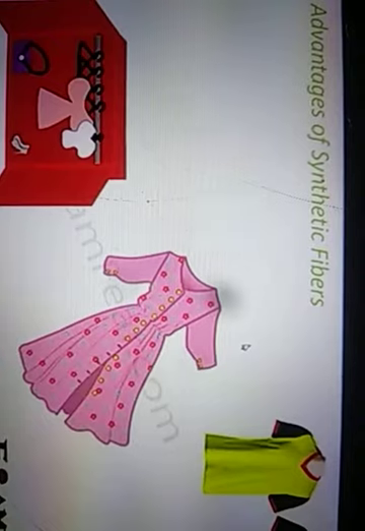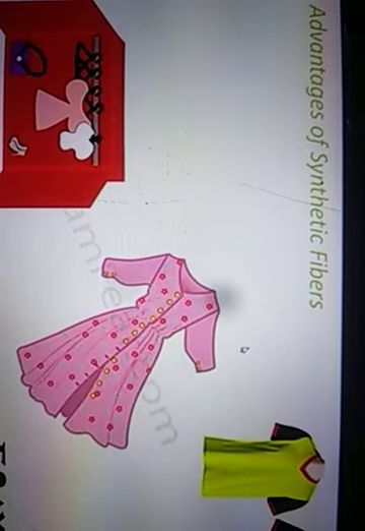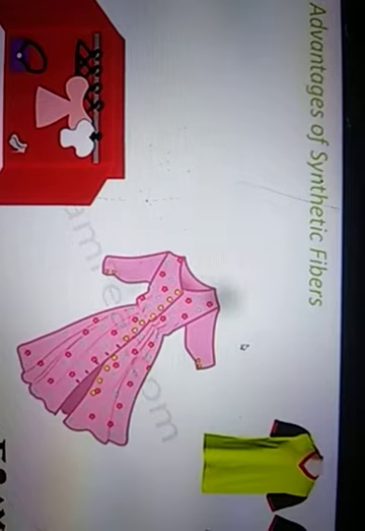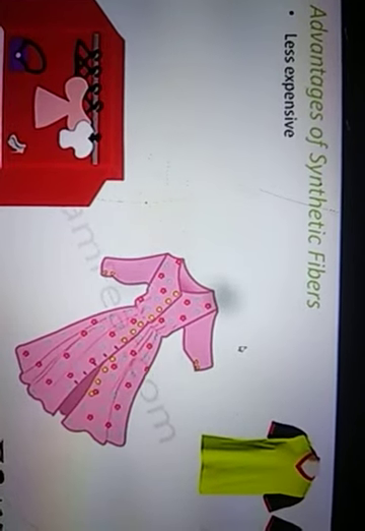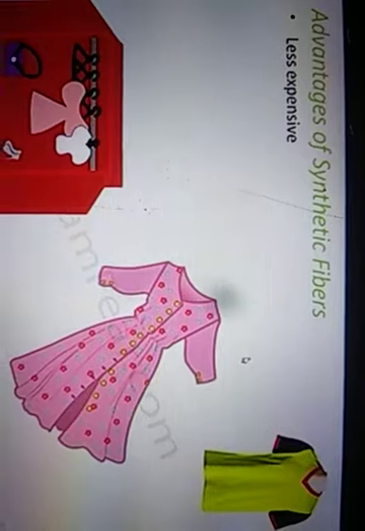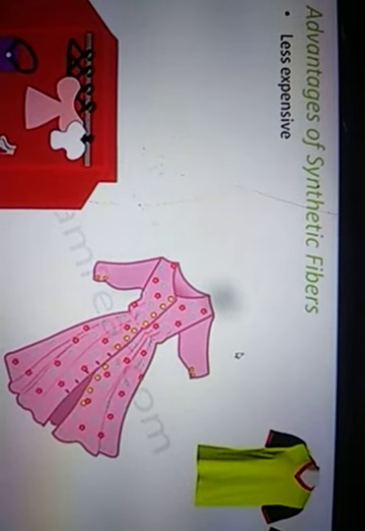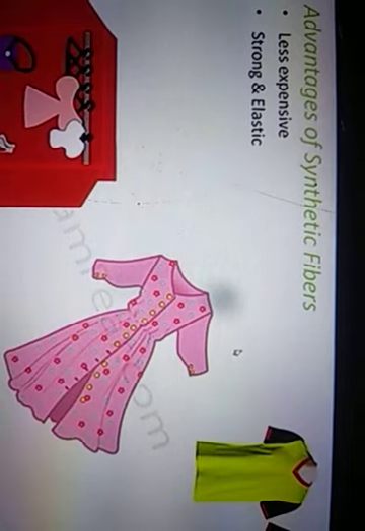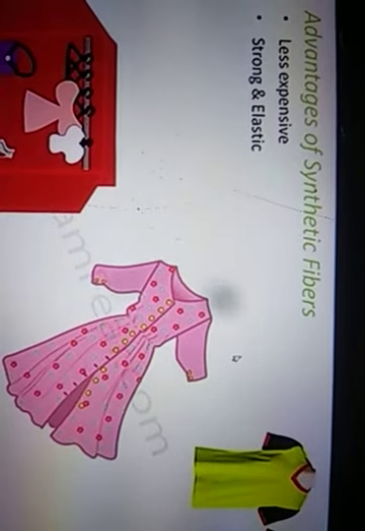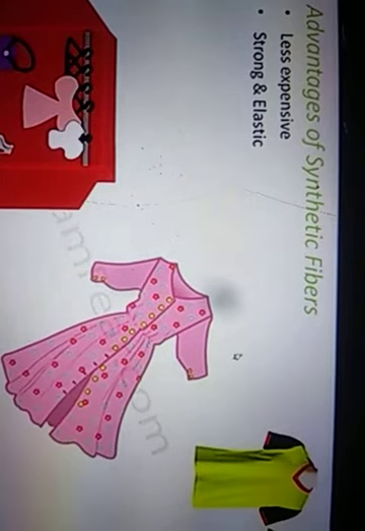So with this, we have discussed all the different types of synthetic fiber. Now based on what we have discussed, let us look at some of the common characteristics of all the synthetic fibers. There are certain advantages as well as disadvantages associated with synthetic fibers. First we will talk about the advantages. It is less expensive, definitely, because natural fibers like natural silk and natural wool are very expensive, but compared to that, these synthetic fibers are less expensive. They are strong and elastic, and last for a longer time.